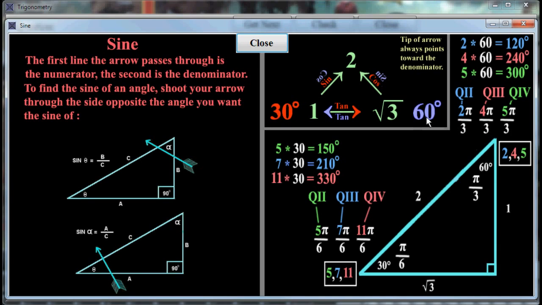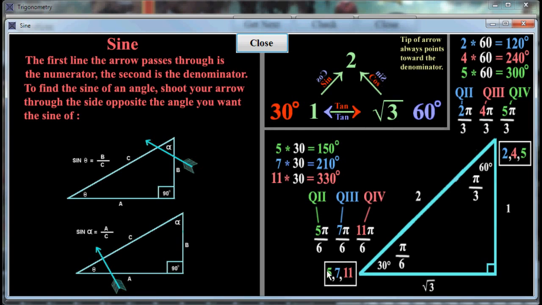If we were doing the 60, as you can see, it's a different color. Sine starts over here, so the sine of 60 would be square root of 3 over 2. Cosine of 60 would be 1/2, and the tan of 60, the arrow points the opposite direction, would be square root of 3 over 1.